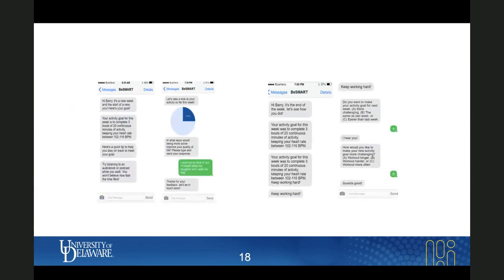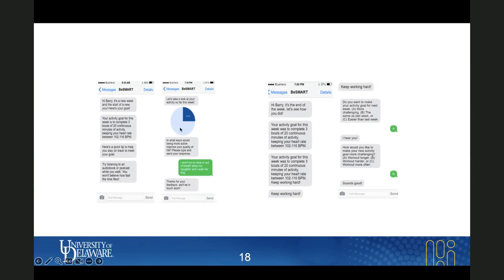So here's what a BSmart conversation looks like. On the leftmost corner, here is the start of the week message, where the BSmart summarizes the week's goal and gives tips to stay on track to meet the goal. So try listening to an audiobook or a podcast while you walk, something like that. These are customized based on underlying physical parameters that we took from the participants.